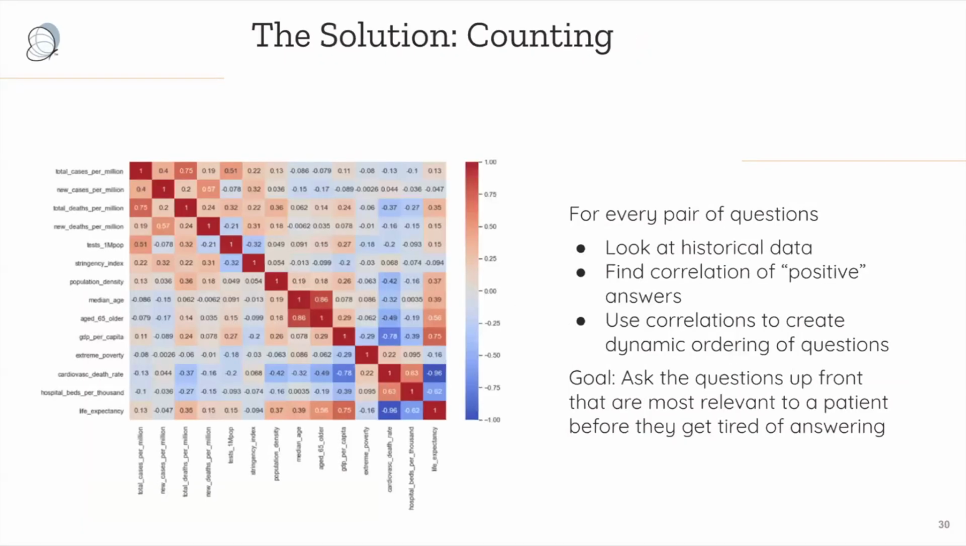So what we did was we had a very simple solution. We looked at a bunch of historical data and we found questions that tended to be answered affirmatively together. So, for example, this is the one that I always talk about with a client. If a patient says I've got anxiety, they're likely to report that they also have depression, and they're also likely to report that they have trouble sleeping.